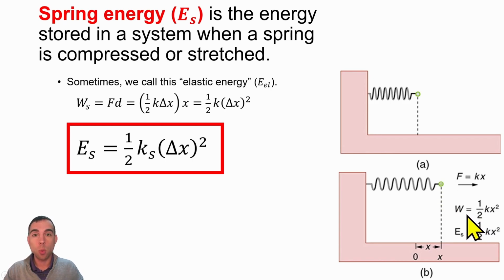This work manifests as a spring energy, and the equation for the spring energy is 1/2 kx squared, where k is the spring constant that tells you how rigid or loose a spring is, and delta x is the displacement from the equilibrium position, so however much we displaced it from its resting point is going to be delta x. Sometimes this will be called elastic energy.